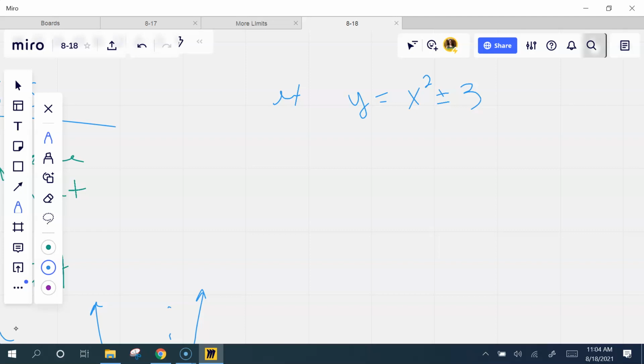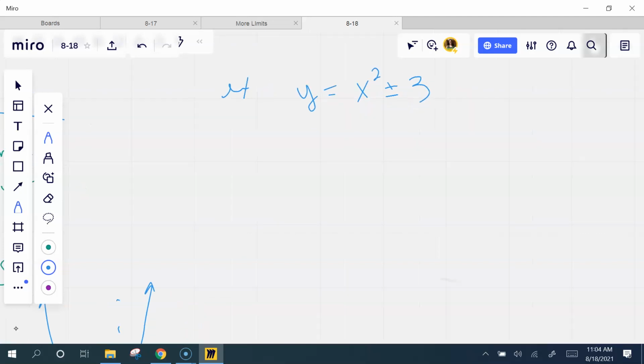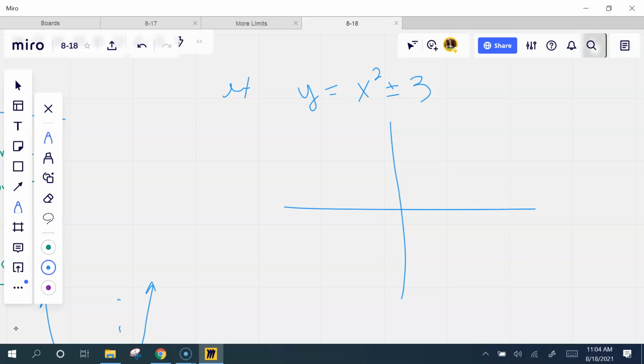Is that a function, yes or no? I hear no. Why? What does this look like? All right, x squared plus 3. That's your parent quadratic graph, but what's been done to it? Up 3. It's been shifted up 3. There's x squared plus 3. What's x squared minus 3 look like?